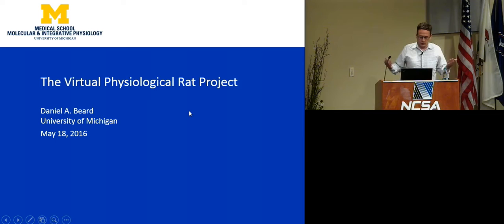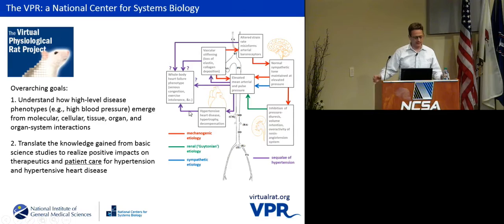We're interested in cardiovascular physiology in silico, not plants in silico. But I think a lot of the techniques, a lot of the tools, a lot of the thinking translates. And like Amy said, we've been supported for the past 5 years as a National Center for Systems Biology, so that really helped us get ourselves off the ground. We've built the Virtual Physiological RAT project with a focus on the basic science side on hypertension and hypertensive diseases, hypertensive heart disease.